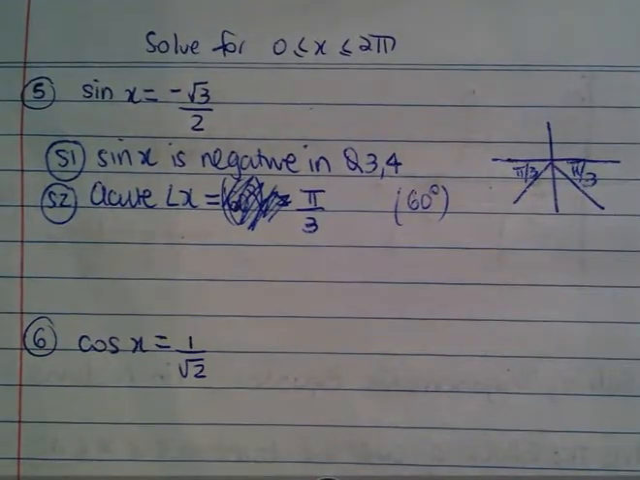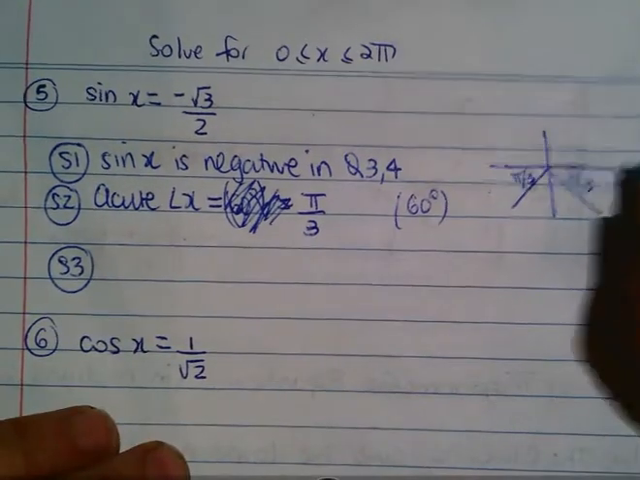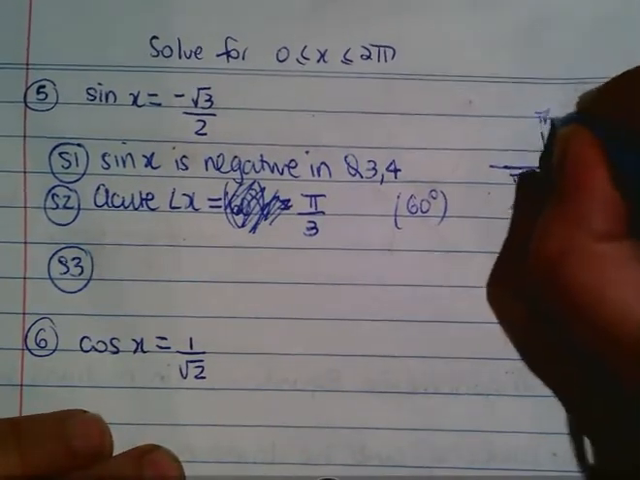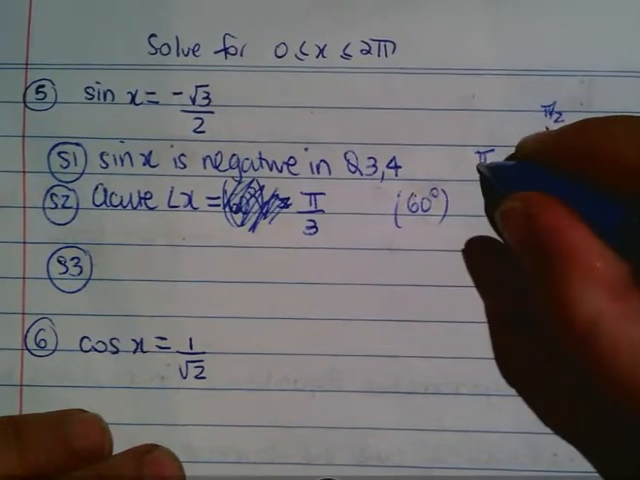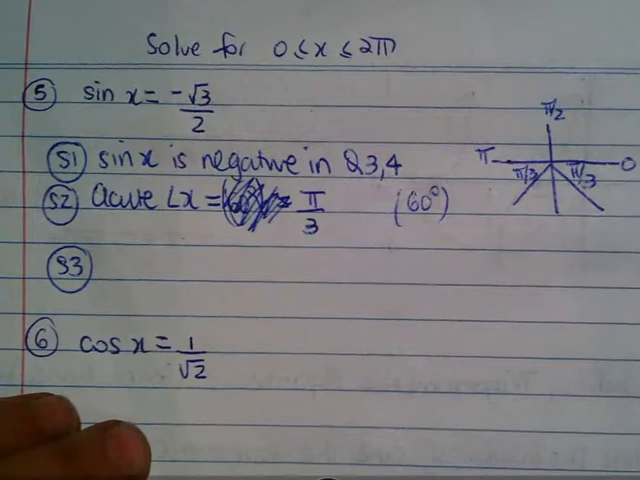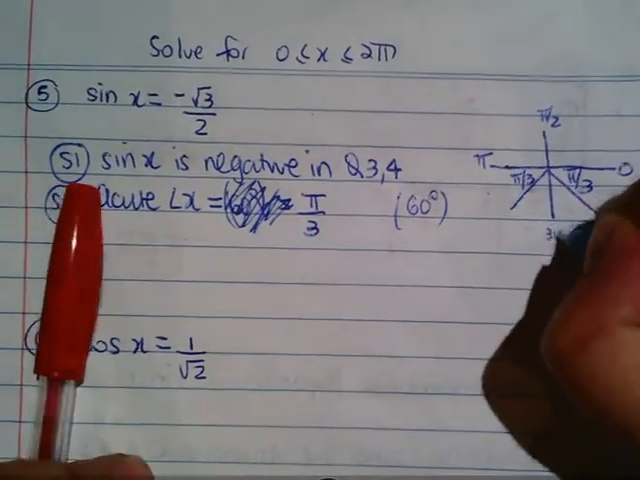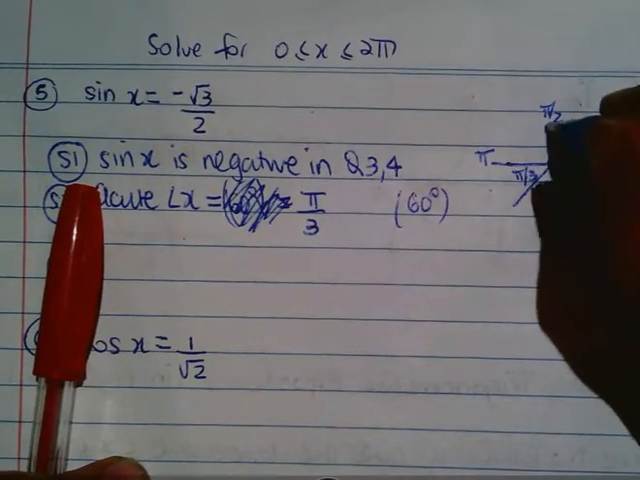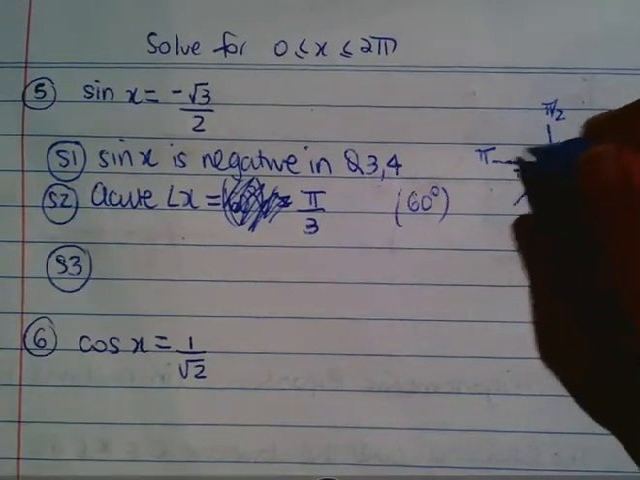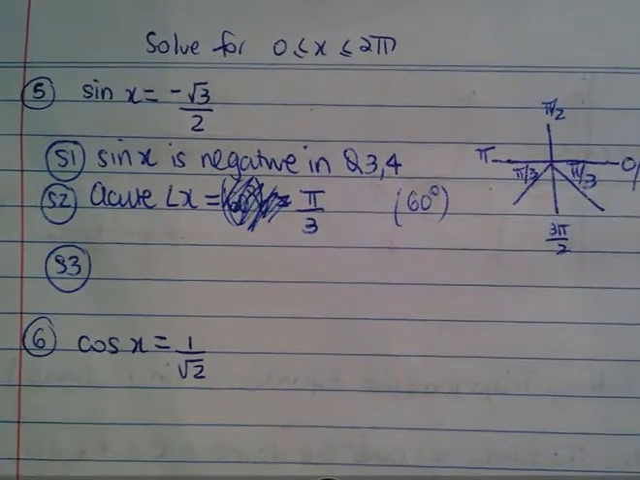So now we have to write our solutions. So step 3. Remember, we've got 0. This is pi on 2, and this is pi, because this is 90 degrees and 180. So here are my two solutions. And then we keep going. That's 3 pi on 2. And this is 2 pi. So I've got 0, pi on 2, pi, 3 pi on 2, and 2 pi.